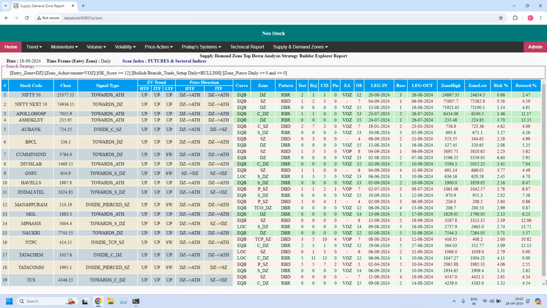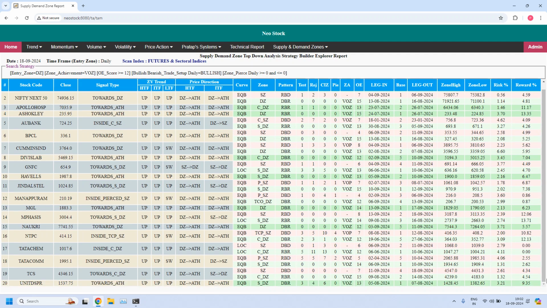So this is the filtered list. Total 20 stocks are filtered. Let me scroll the list down. Okay, now we need to verify out of these 20, how many are having ITF zone confluence, that is, a daily zone with weekly zone confluence.